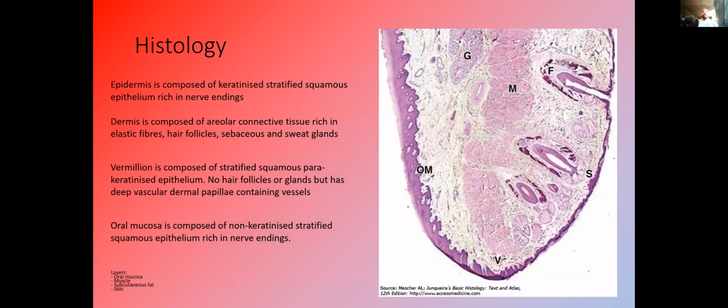So, taking the anatomy into quite a bit of detail now, the next few slides. Let's look at the histology first. The layers of the lip are very straightforward. You've got the skin, beneath the skin the subcutaneous fat, beneath the fat the Orbicularis Oris muscle, and beneath this the oral mucosa. And this cross-section shows it quite beautifully.